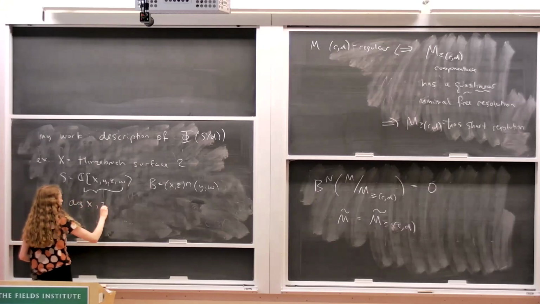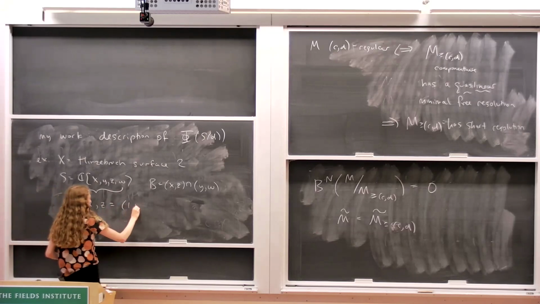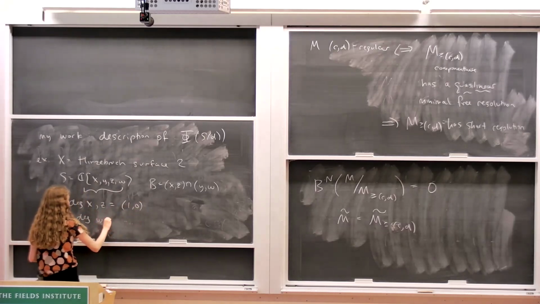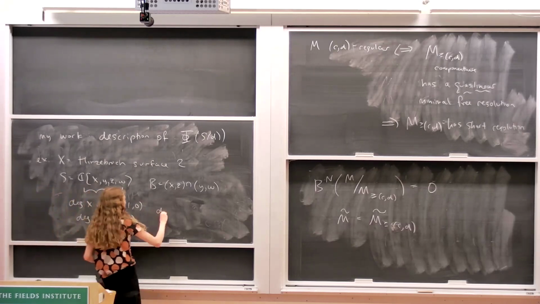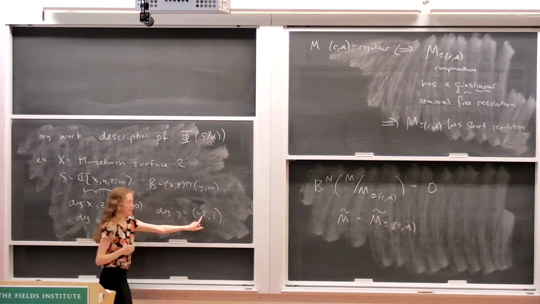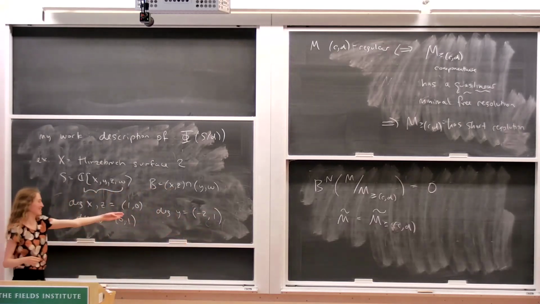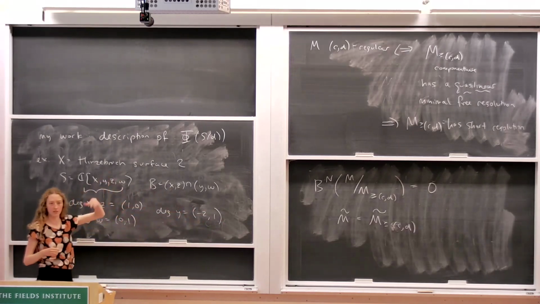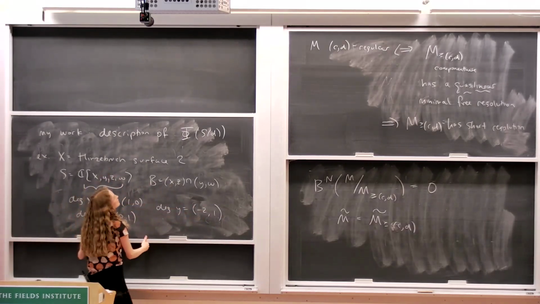The degree of X and the degree of Z are going to be (1, 0). The degree of W is (0, 1). And the degree of Y is (-2, 1). So this is the 2. And this is sort of like the divisor that's telling you how the bundle works.